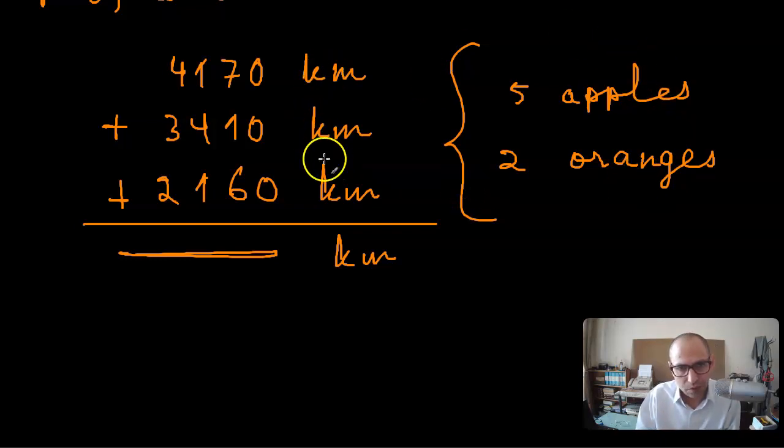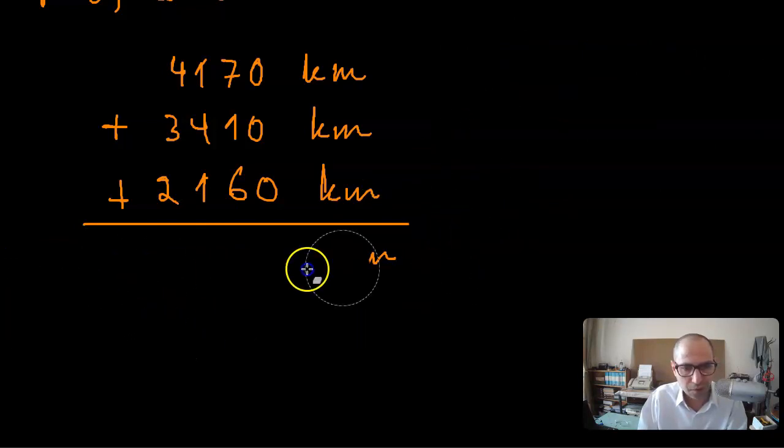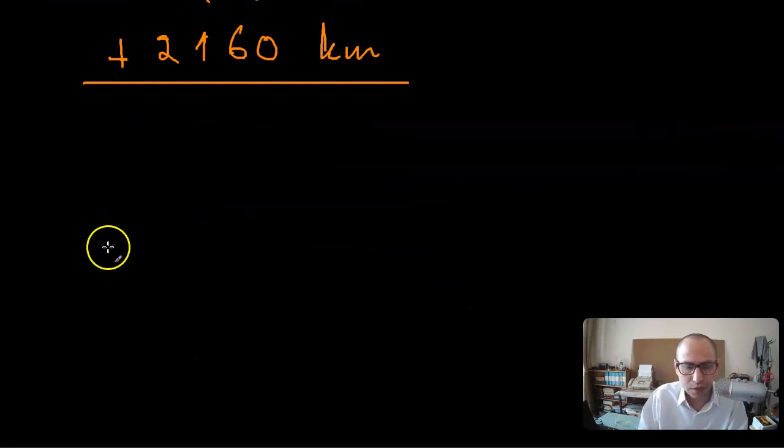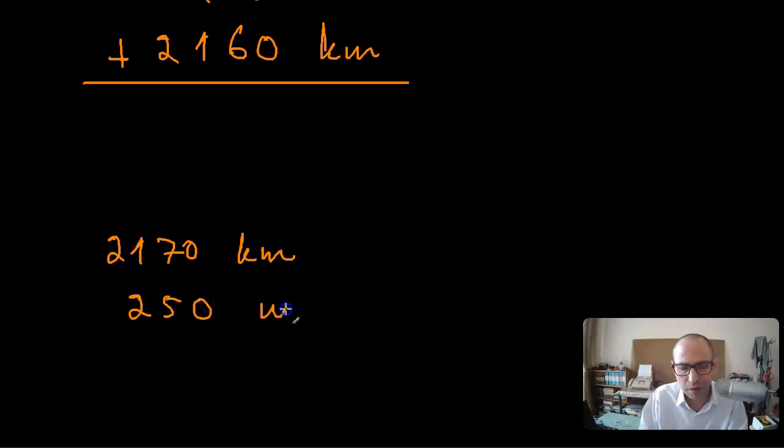And in the exact same way, I'm allowed to add these together only because the units are the same. Otherwise, I would not logically be allowed to add these together. Suppose, for example, that I have this situation over here. Let's say that I have 2,170 kilometers, right? Then I have, for example, 250 meters. And then I have, for example, 55 centimeters, right? So this is the distance covered from, for example, some A to B, some B to C, some C to D.